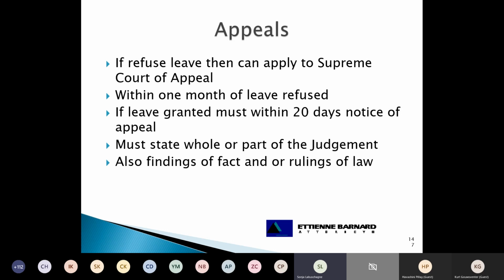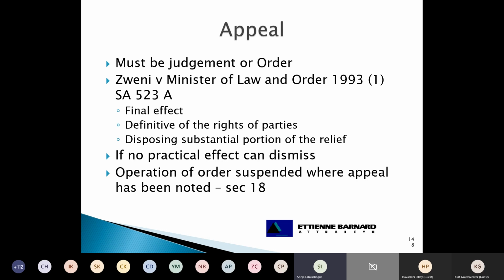Okay. And then also you must indicate if you're appealing against the findings of fact or the rulings of law. You can do both, but you need to indicate it's fact and law. You can only appeal against a judgment or an order. Say, for instance, you're bringing an interlocutory application. Normally you would not be able to appeal against that because it's not final. It's not the end of the matter.